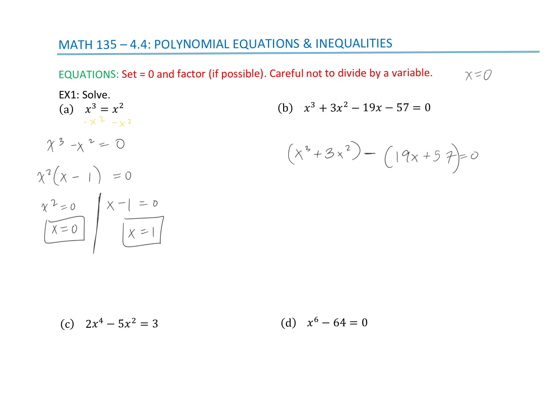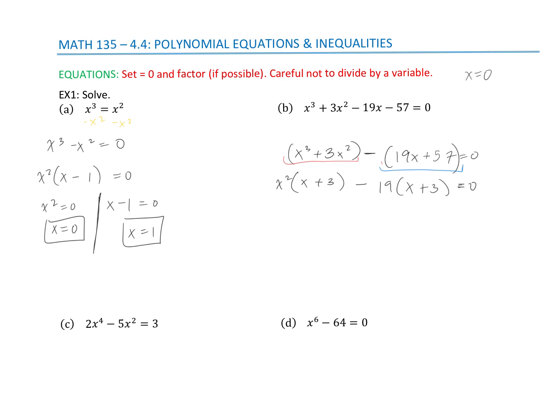So now when I've grouped them, I'm going to try to factor each grouping specifically. In the first one, do they share anything in common? Well, they both have an x squared I can factor out. So that'll be x plus 3 minus. Now, the next group, do they have anything we can factor out? Well, 19 goes into 57 3 times, so I can factor out a 19. And I'm left with x plus 3 equal to 0.